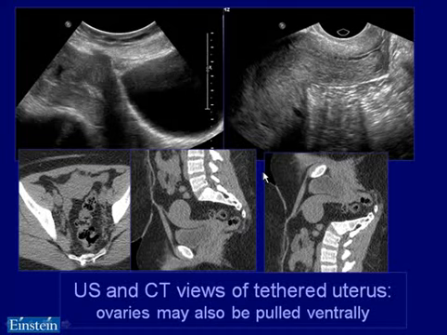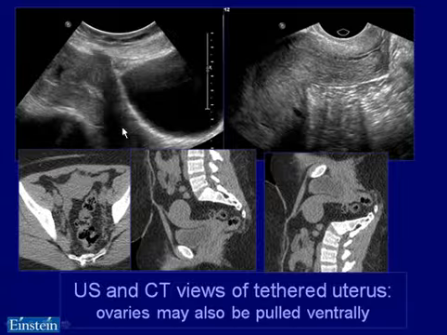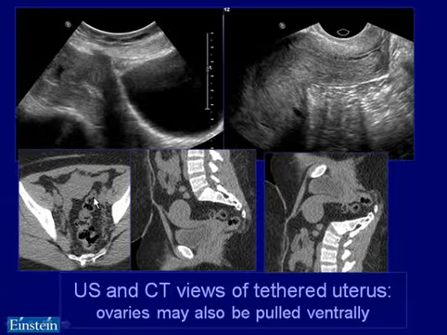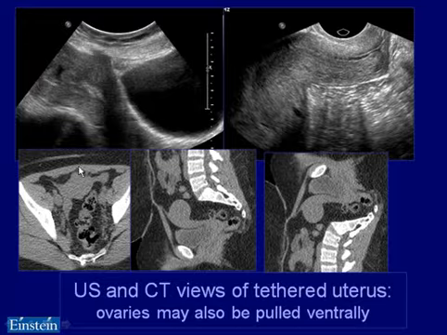Here's another patient, and I'm going to show you the ultrasound views and the CT views so that you can appreciate this. Here's transabdominal. This is the bladder. Here's the elongated cervix with the tethering right here. And here's the body of the uterus. In transverse on a CT scan, this is the uterus, and here's that pulled up tethered portion.